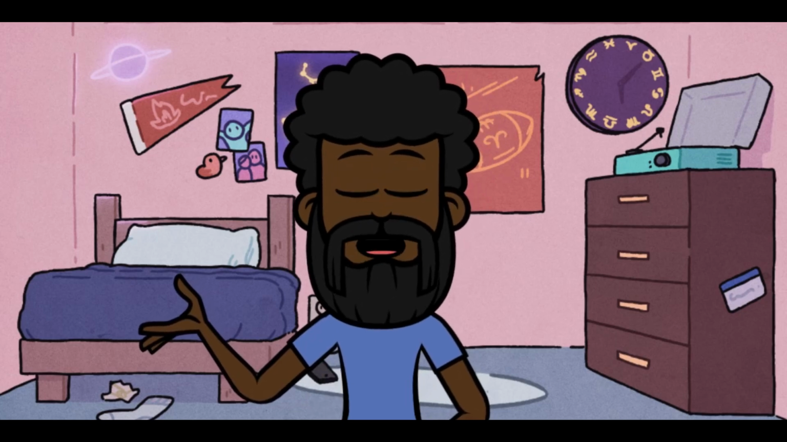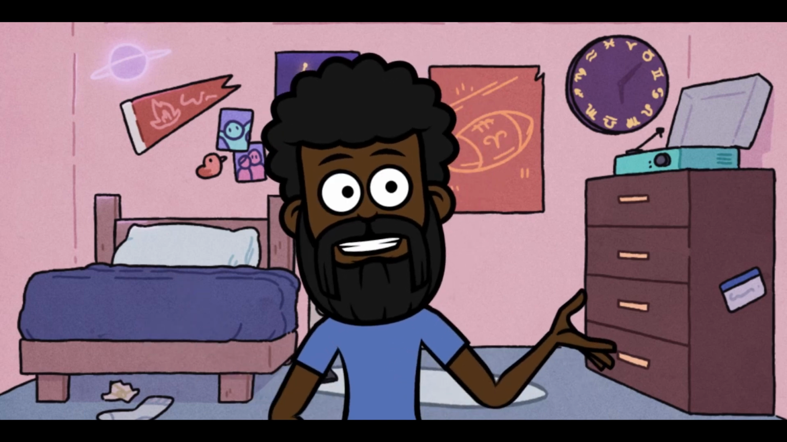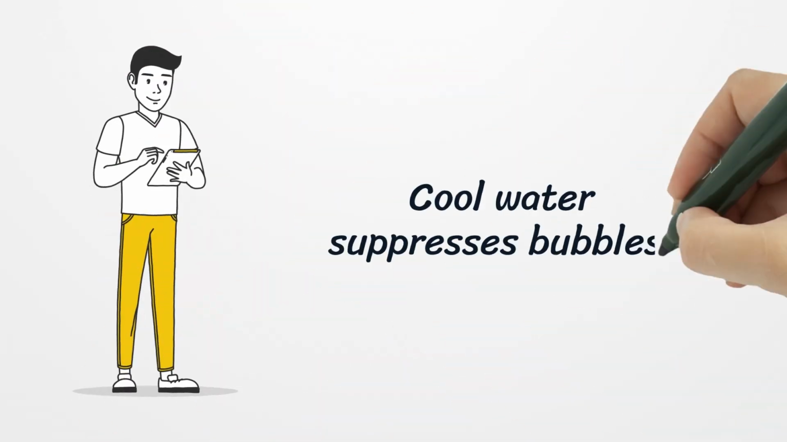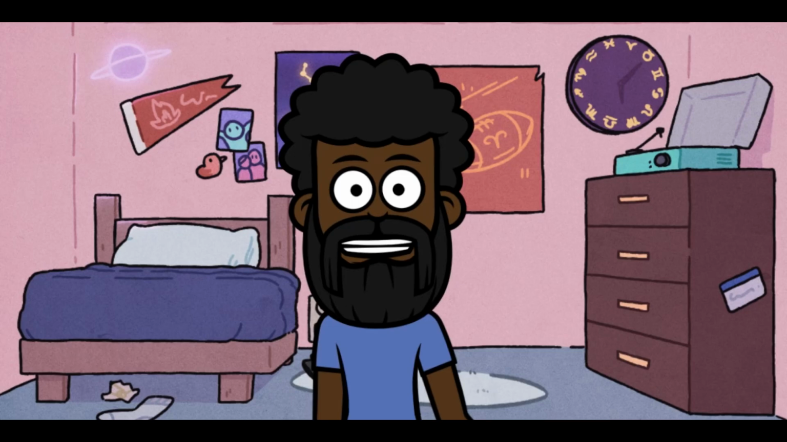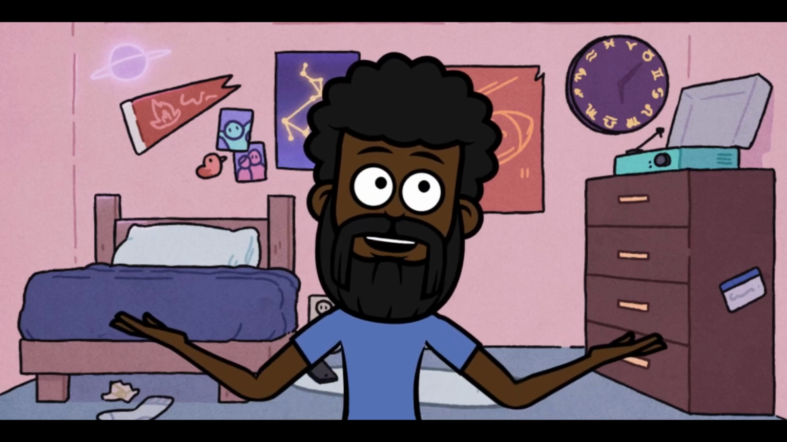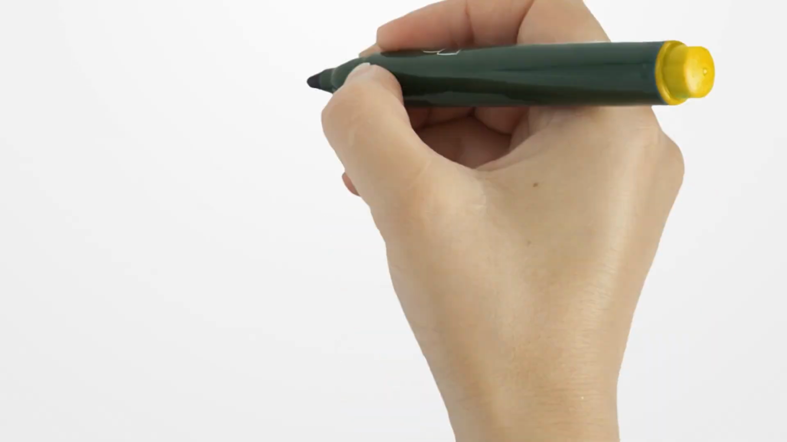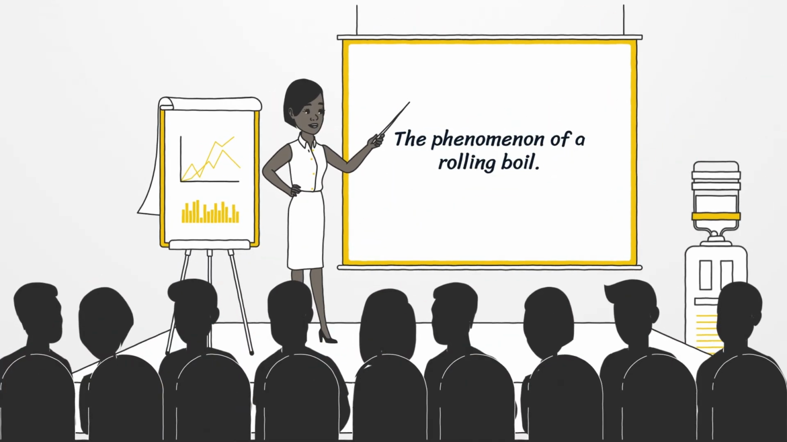The bubbles don't just rise immediately. At first, the cooler water sitting above squashes them back down. Only when the whole pot reaches boiling temperature, 100 degrees Celsius or 212 degrees Fahrenheit at sea level, do those bubbles survive the journey to the top. That's why you see the rolling boil, with bubbles racing up non-stop like they're in a marathon.